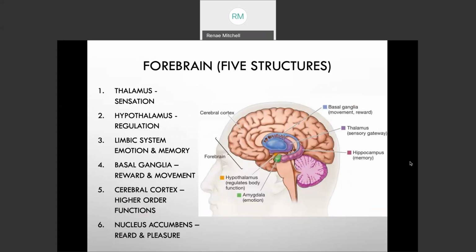And then last but certainly not least is the forebrain. This is the most advanced upper portion of the human brain. You can see here it is the bulkiest, largest part of the brain. And we're going to talk about it in terms of 5 structures. So beginning with the thalamus, which is located closest to the midbrain. You'll see it in the diagram in purple in the center of the diagram.